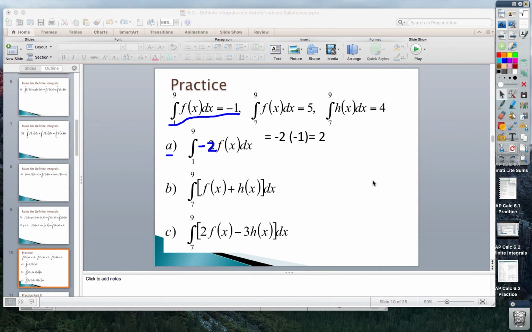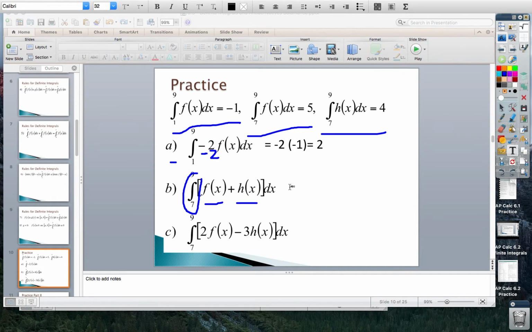Let's look at the next portion. Notice here it says the integral from 7 to 9 of f of x plus h of x. So if we have the integral from 7 to 9 of f of x, that would just be 5. And the integral from 7 to 9 of h of x is 4. So in example B, all we're saying here is that we have 5 plus 4. Because if you line it up, f of x is 5 and h of x is 4.